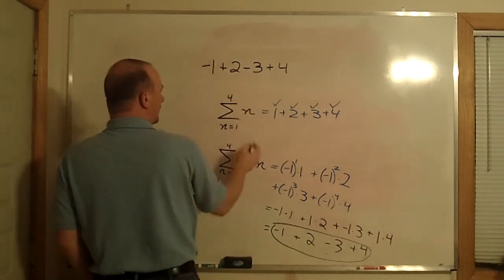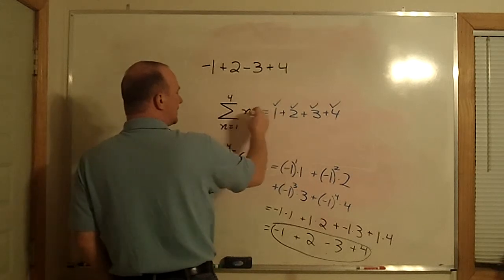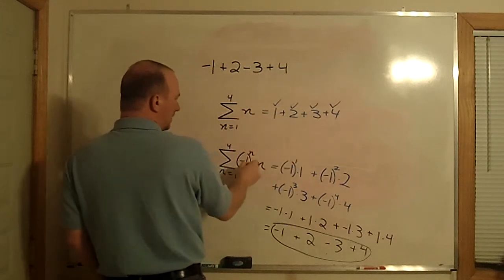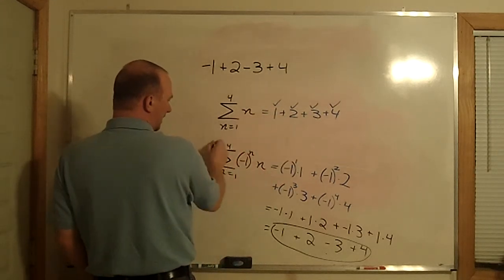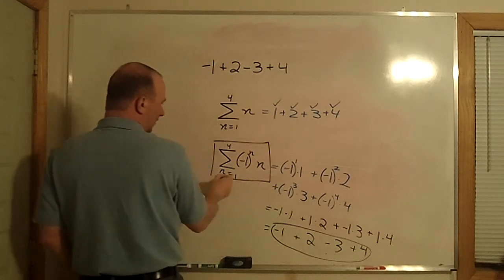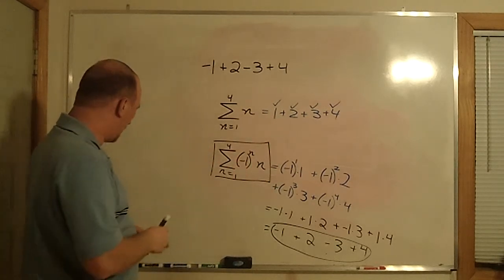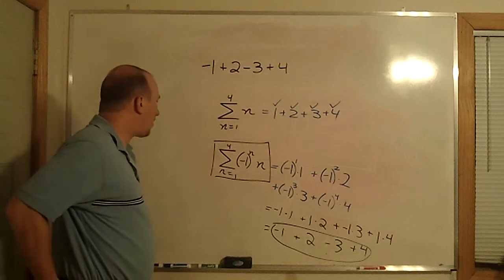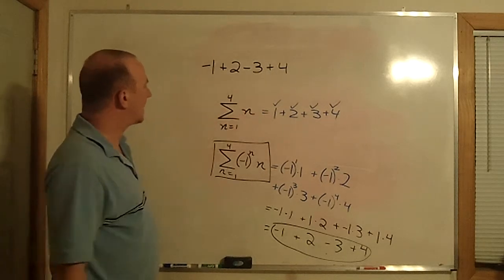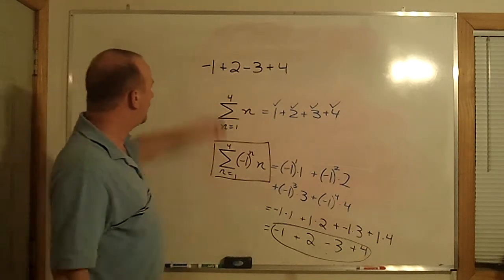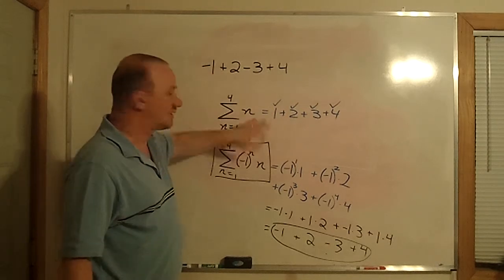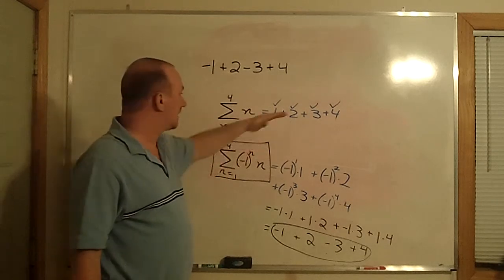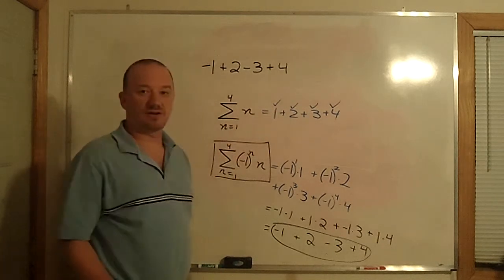So if you want the alternating signs, it's not just enough to get those numbers. You need this little piece here to give you those alternating signs. So it's a good start to get the numbers, and then think to yourself, all I really need now is to get those alternating signs. Get the numbers first, then get the alternating signs.